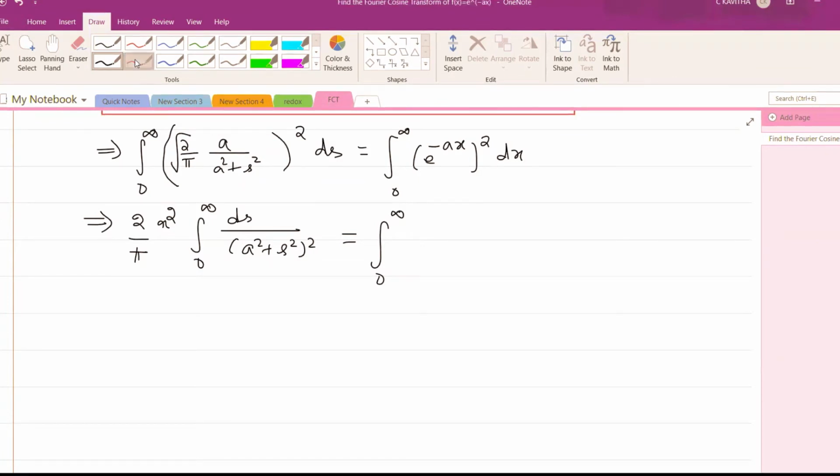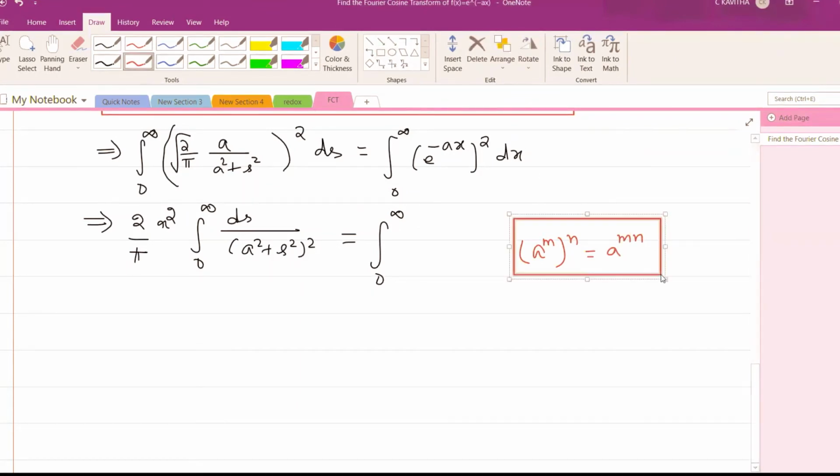Now we have to expand e power minus ax the whole square. For that, we know one formula: a power m the whole power n can be written as a power m into n. So we are going to apply this formula in the right hand side. Therefore, e power minus ax the whole square becomes e to the power minus 2ax into dx. Now next step is integration of e power minus 2ax.